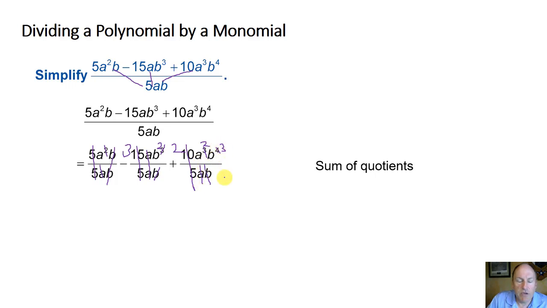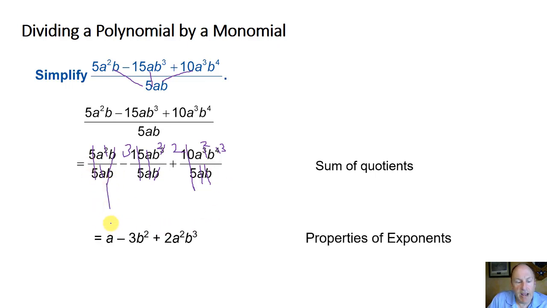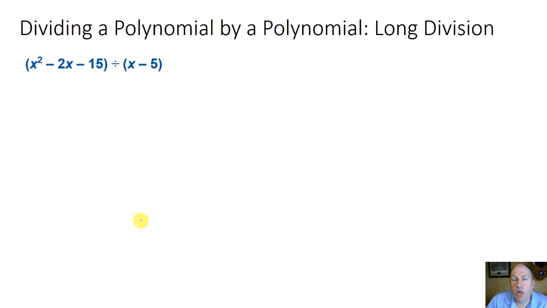Now it looks kind of like a mess, but in the end, when we simplify all this, we get ab minus 3b squared plus 2a squared b cubed, and that's our answer. If we're dividing a polynomial by a polynomial, however, we have to use that division process. So if we have something like x squared minus 2x minus 15 divided by x minus 5, we're going to use that long division process.